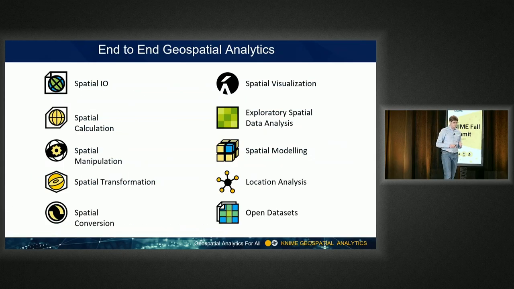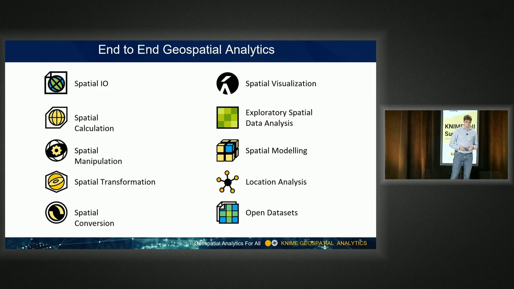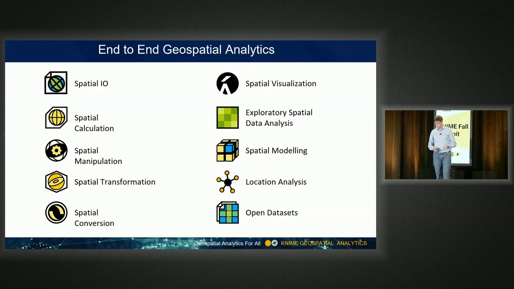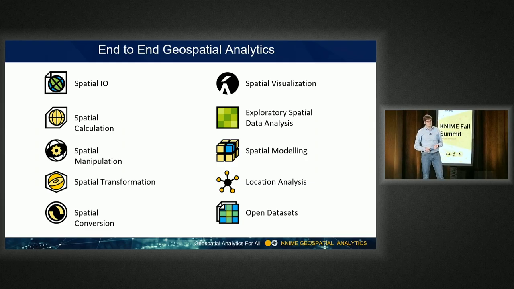As I said, this is the first version, but it already comes with a lot of functionality that covers your geospatial analytics needs. We will have nodes that allow you to read standard file formats like shapefiles or GeoJSON files. We have calculation, manipulation, and transformation nodes that cover things like computing the length of a line, which could be a street on your map, or computing the distance between different sites, like we had in the example. And also nodes that are important if you want to integrate different datasets, so that you can harmonize the projection for different datasets.